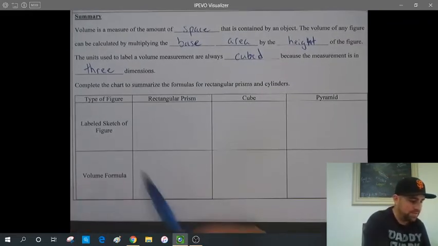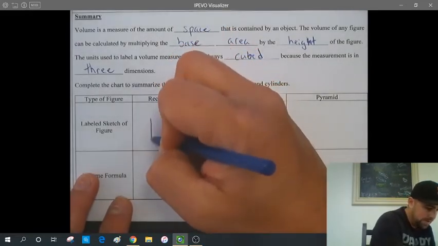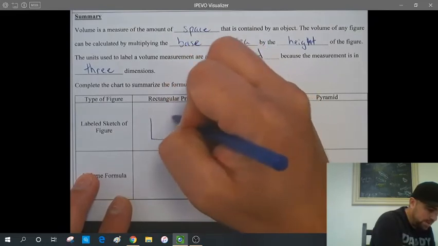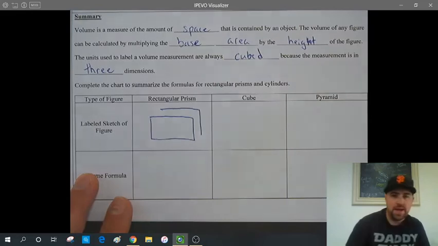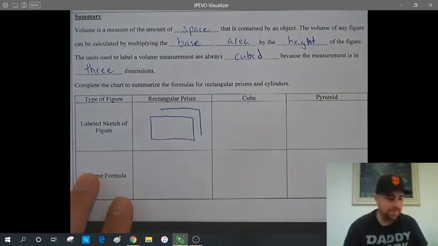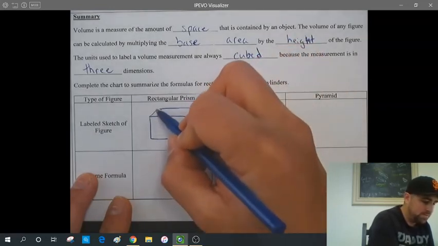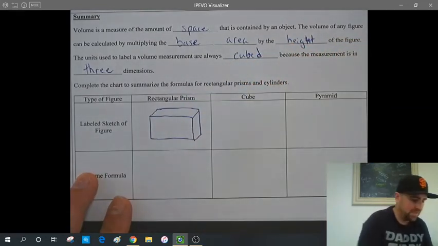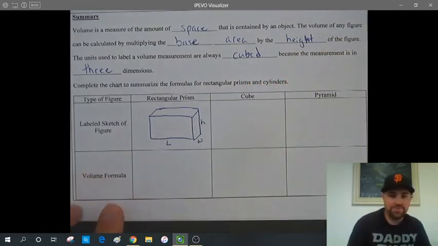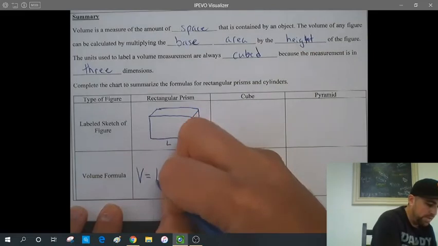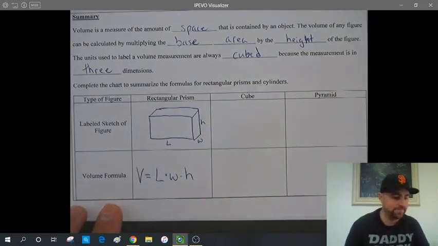So a labeled sketch of each figure first. A rectangular prism: to draw that, we can make a rectangle, and add the L of another rectangle there, more in the background. Feeling like Bob Ross here, drawing birds. Length, width, and height then, to label that. And for our volume formula, remember that it's just multiplying those 3 things together: length times width times height.